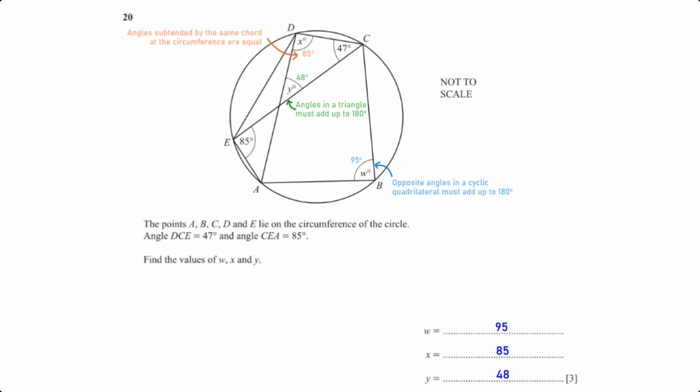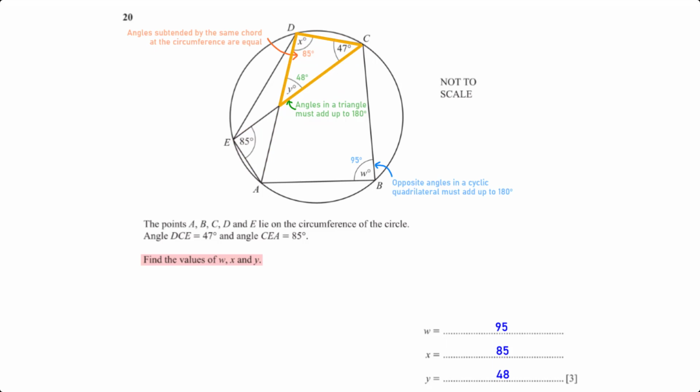The points A, B, C, D, and E lie on the circumference of the circle. Angle DCE is 47 degrees and angle CEA is 85 degrees. Find the values of W, X, and Y. Chord AC subtends 85 degrees at one point on the circumference and subtends x degrees at another point on the circumference. These two angles must be equal, so x equals 85 degrees.